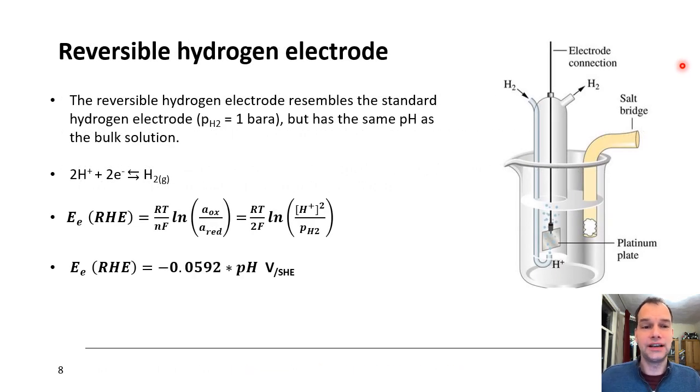Now, a key reference electrode is the so-called reversible hydrogen electrode. It is quite similar to the standard hydrogen electrode, but the standard hydrogen electrode is where everything is 1 molar, so also the concentration of the protons is 1 molar. Instead, in the reversible hydrogen electrode, we take the proton concentration of the solution. So at pH 0, where the proton concentration is 1, the value for the reversible hydrogen electrode is the same as the standard hydrogen electrode, but not for the other pHs.